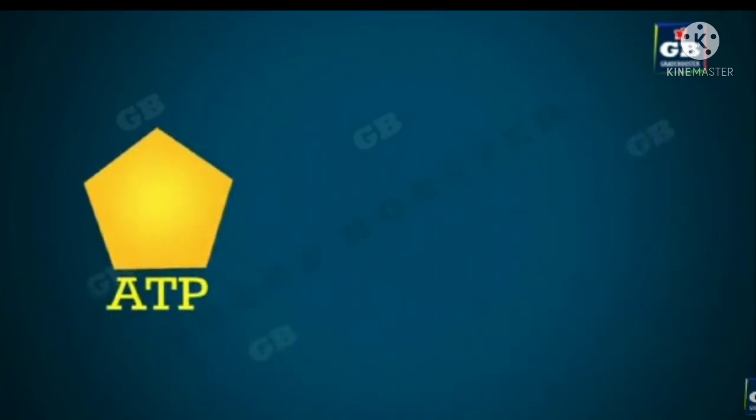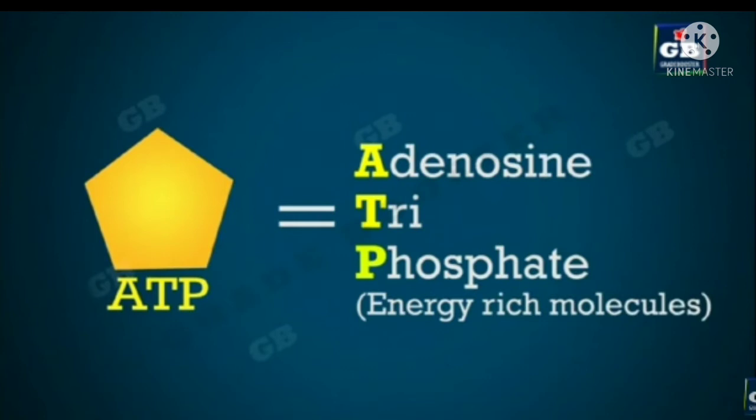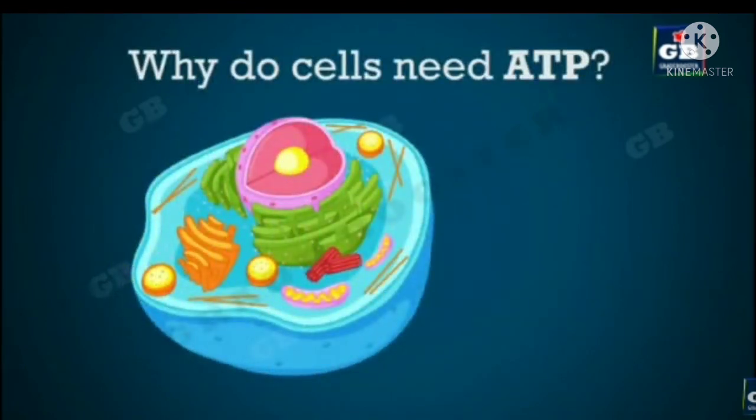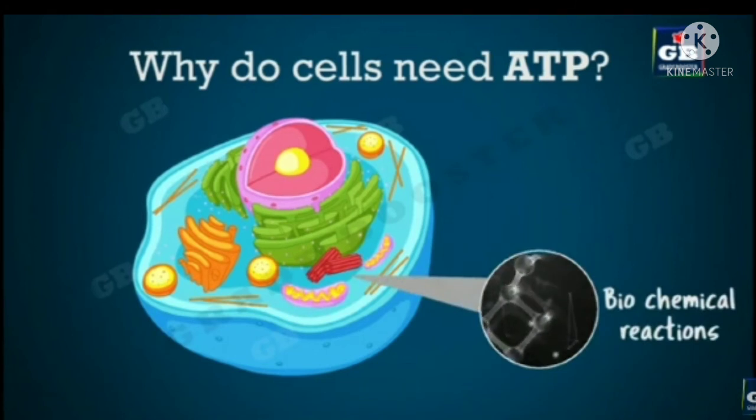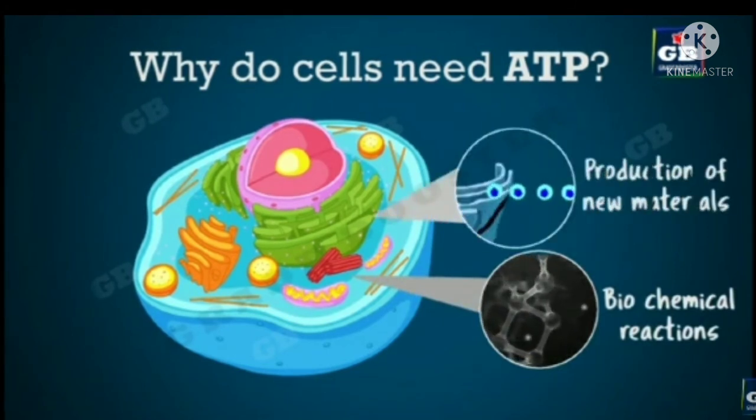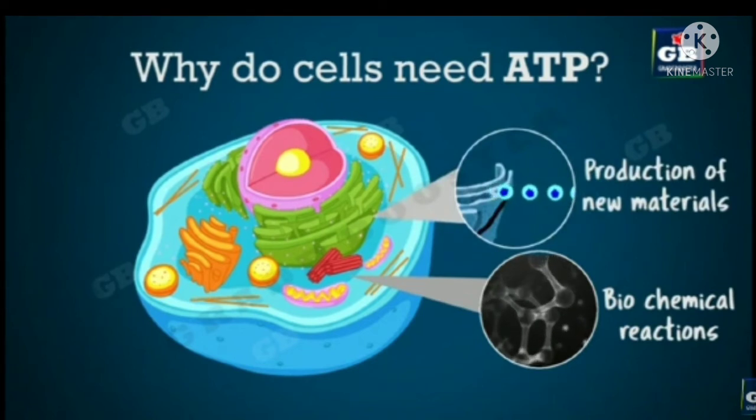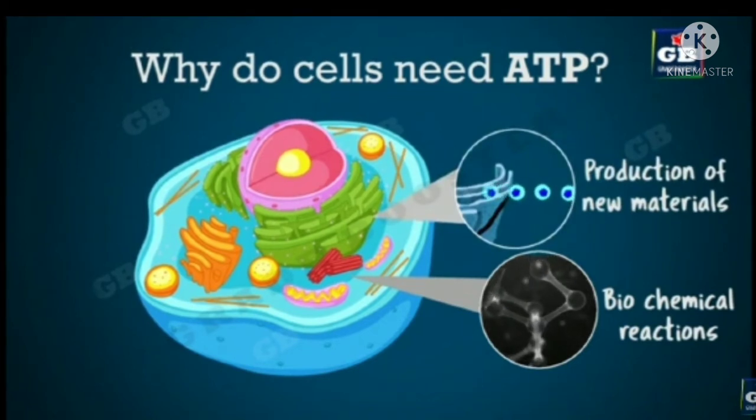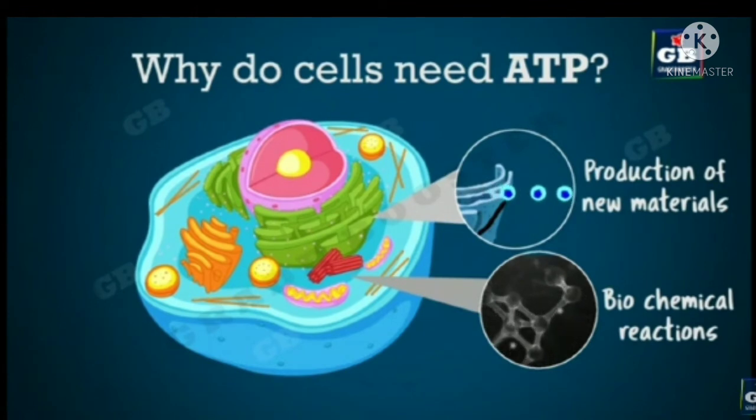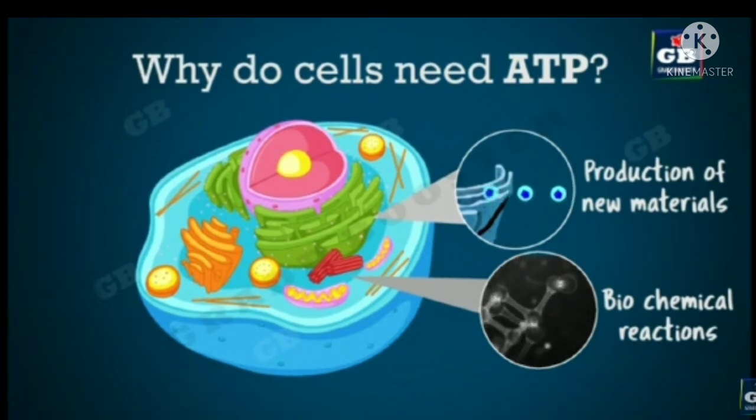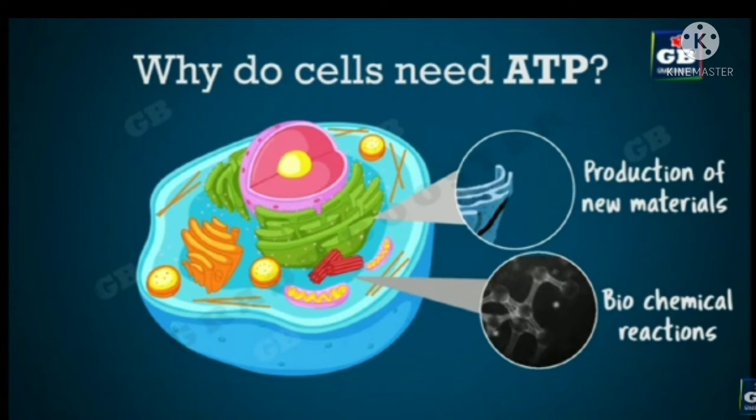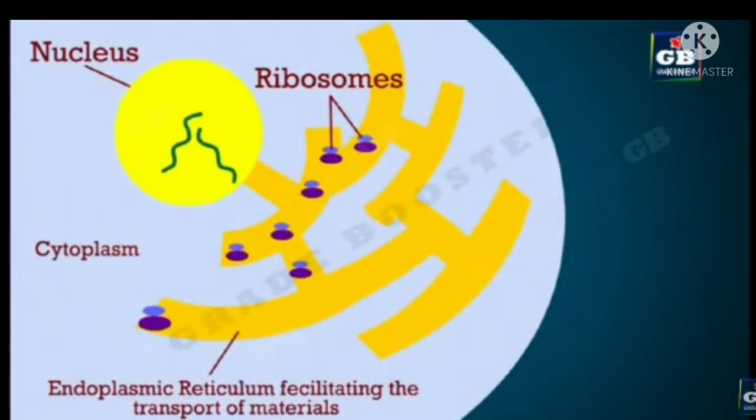Now, let us see what ATP is. ATP stands for adenosine triphosphate. These are energy-rich molecules. In our cells, many reactions take place and all these reactions need energy. Also, many new materials are produced in our cells, and for the production of these new materials, ATP is also required. That's why ATP is called the cell currency or energy currency of the cell.